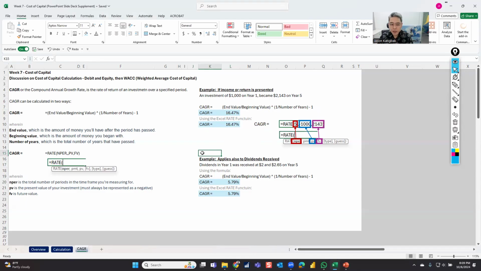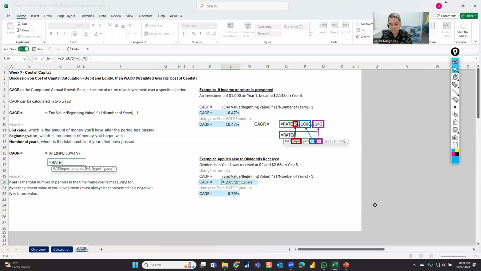Now, your CAGR does not need to be the investment now and the investment in the future. It can also be the dividends between prior years, right? When you started off and what you have now. If the dividend in year one is $2, and then now, after 5 years, it's 2.65, what's the CAGR, or the change of that dividend from $2 to 2.65? It's 5.79, which is the same formula calculation. Okay, don't forget the minus 2 on the PV.